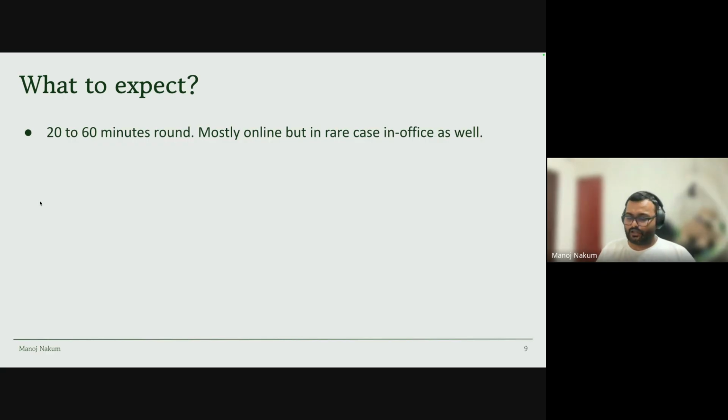Okay, so the screening round typically happens for 20 to 60 minutes. Okay, it depends on company to company. It generally spans from 20 to 60 minutes. And mostly this kind of rounds are online.